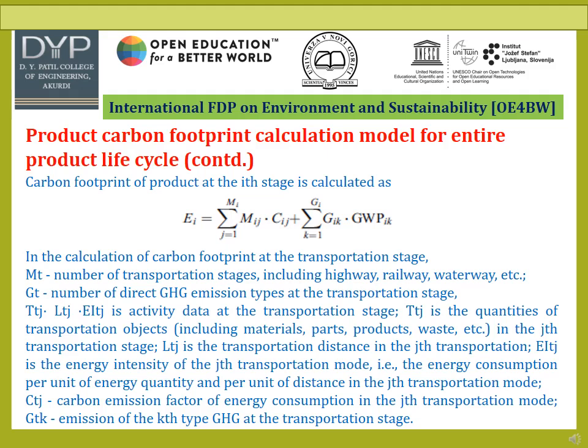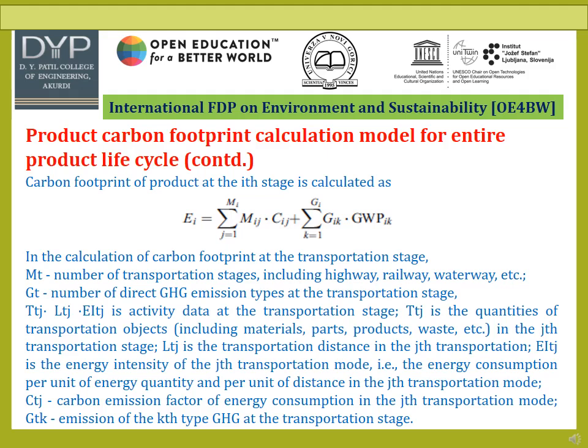ETj is the activity data at the transportation stage. Tj is the quantities of transportation objects including materials, parts, products, waste, etc. in the jth transportation stage. Lj is the transportation distance in the jth transportation.